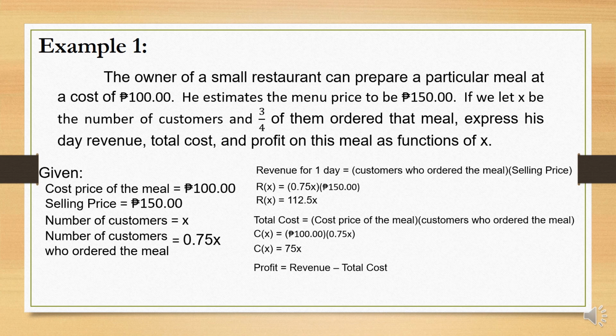Profit is equal to revenue minus total cost. Since we already have a revenue and a total cost, we will now substitute this to the formula of our profit. Now, profit, we will represent this as P of X is equal to 112.5x minus 75x. Therefore, the profit with respect to the number of customers is equal to 37.5x.